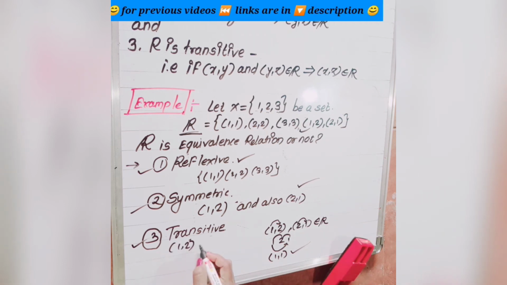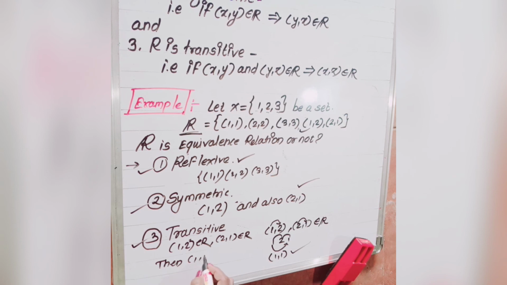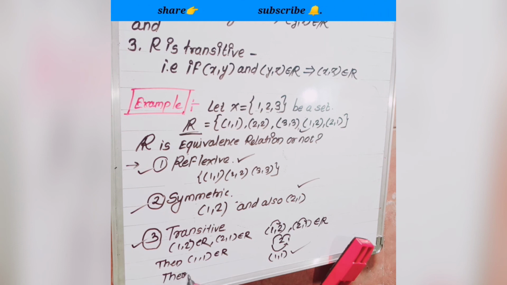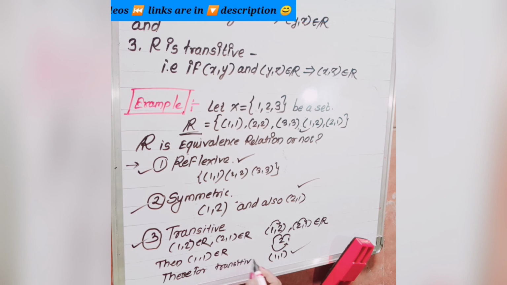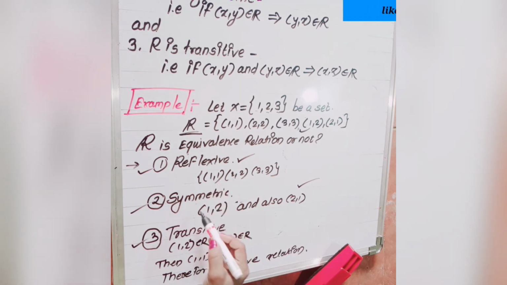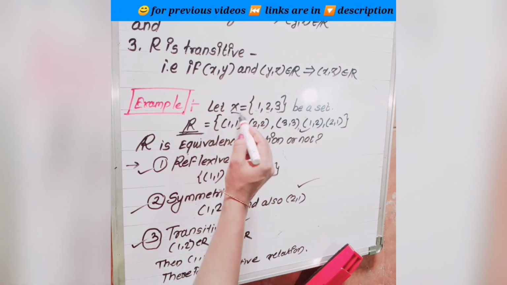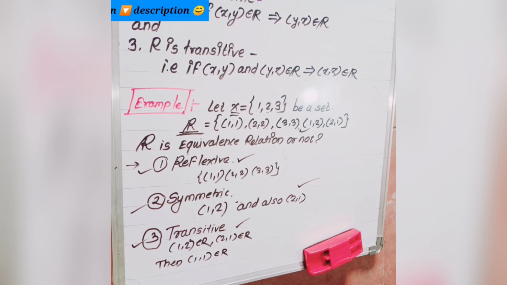As (1,2) belongs to R and (2,1) belongs to R, then (1,1) also belongs to R. Therefore it is a transitive relation. As it is reflexive, symmetric and transitive, we can say that this relation is an equivalence relation on the set X. This is the example for the equivalence relation.